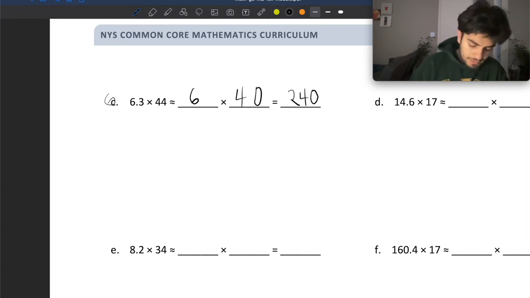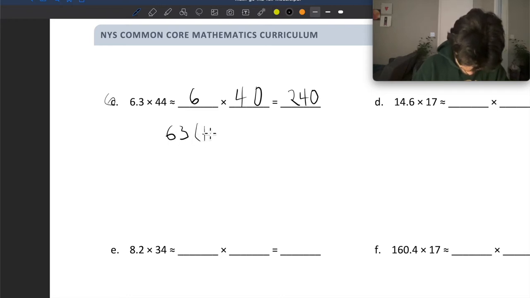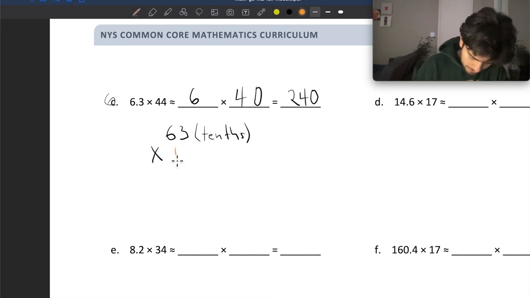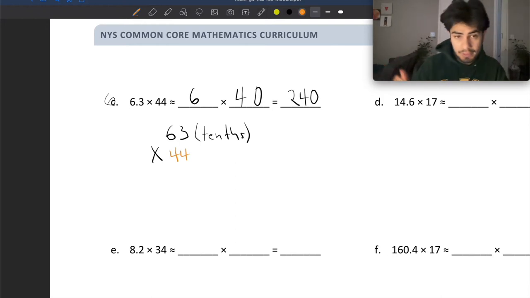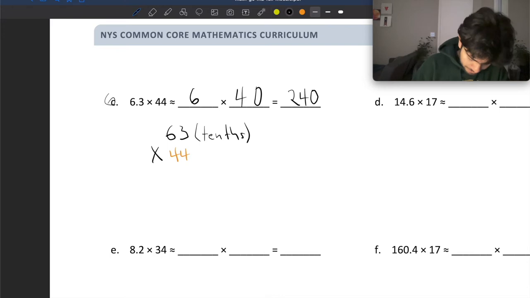Let's continue. Now we are going to take this 6 3/10 and write it without a decimal point. Very easy. 63 tenths. And now we just multiply by that bottom number, times 44. Pretty easy, right?